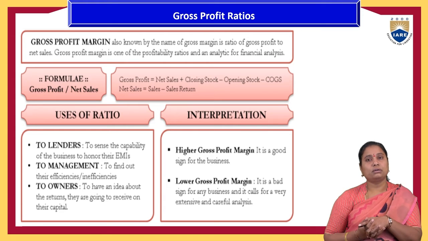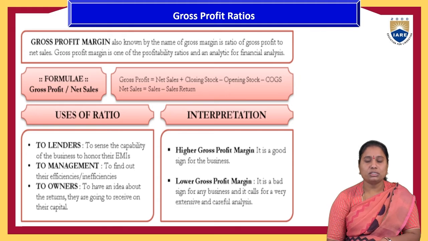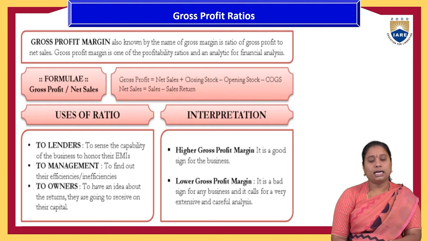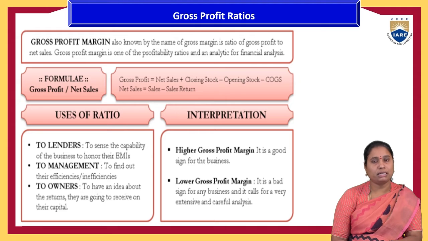This ratio is calculated from the lender's point of view, to see the business organization's credibility in payment of EMIs, and from the management's point of view, how efficient they are in saving the cost of goods sold. From the owner's point of view, it gives the profit levels at the operational level. Generally, a higher gross profit margin ratio is a good sign for the business, and a lower gross profit ratio is a bad sign for the organization.